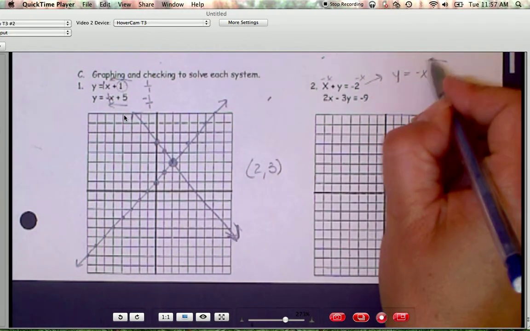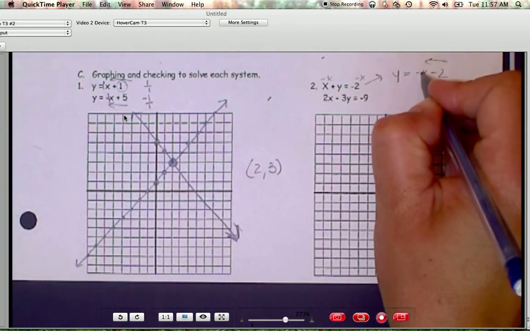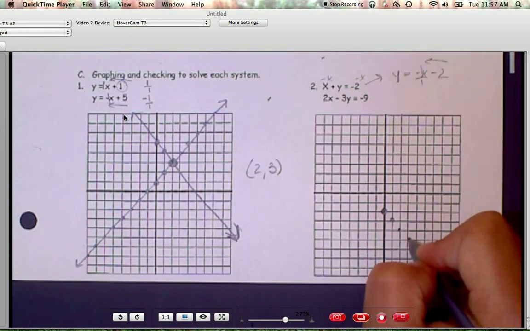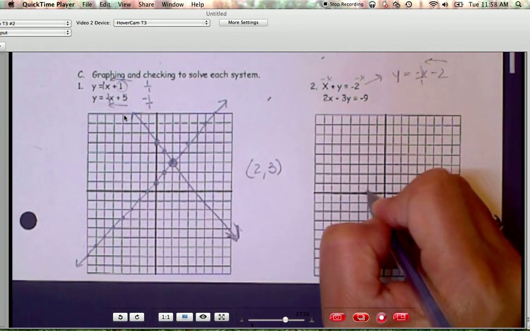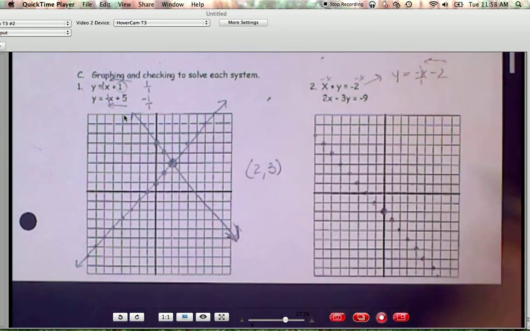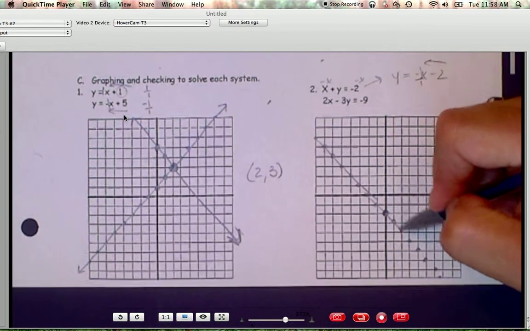So we're going -2 is the y-intercept. Again, we have an imaginary 1 there, which makes this -1 over 1. Down 1 over. Keep going in both directions, but only for the first line. Okay? And then connect the dots.